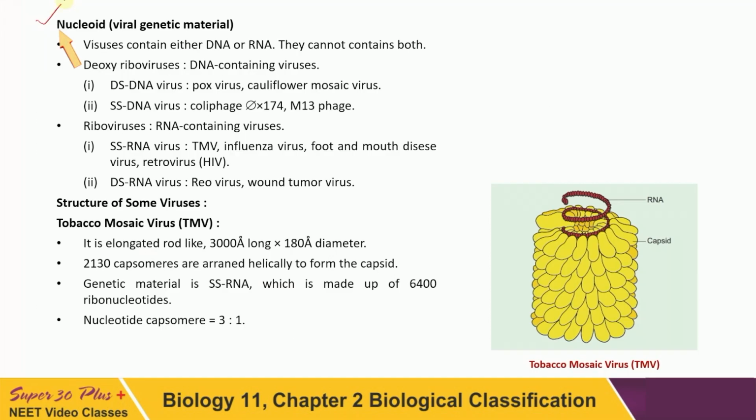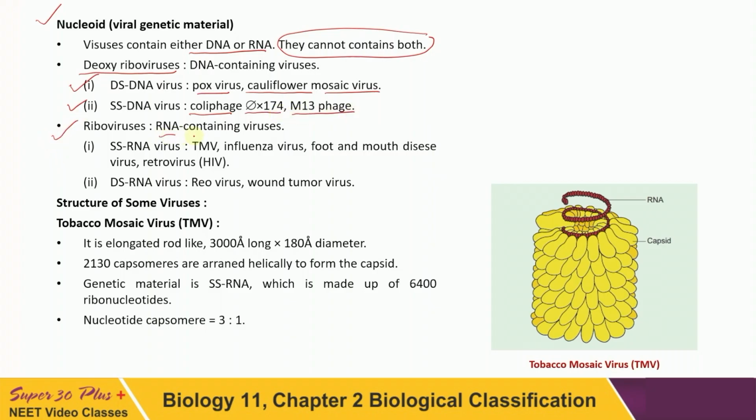Then the nucleic acid, that is the viral genetic material. As I told you, a virus will have either DNA or RNA, never both. If DNA is present, the virus is known as deoxyribovirus. Double-stranded DNA viruses, examples are pox virus and cauliflower mosaic virus. Single-stranded DNA is also present, as in the case of phi X174 and M13 phage.